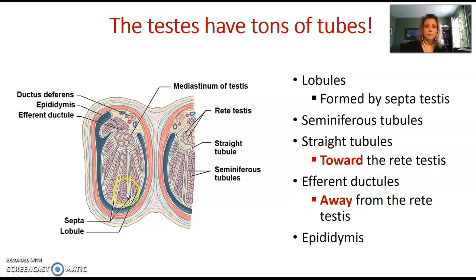Once the sperm are produced, they're pushed along this tube system. From the seminiferous tubules, they enter the straight tubules. That goes towards a common area, this little maze of tubes called the rete testis, and then the rete testis converge to form the efferent tubules, which then form the epididymis.